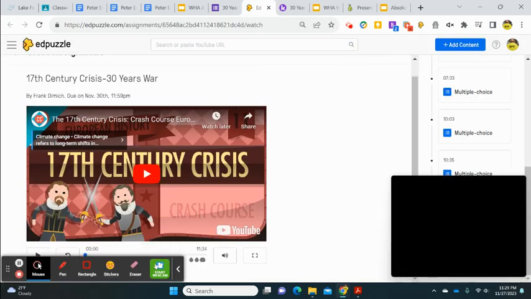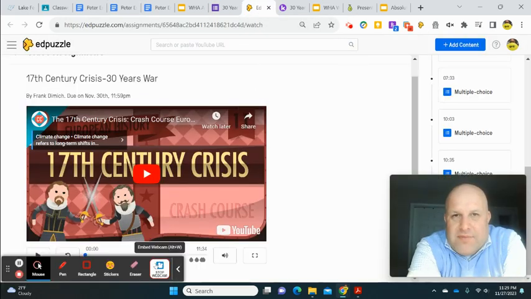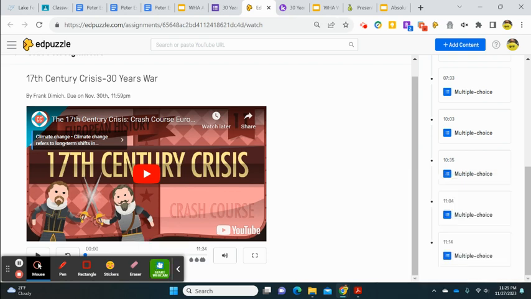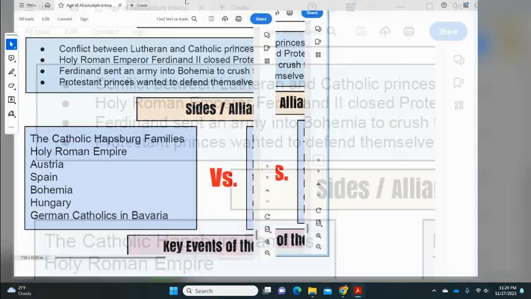This is not a live Edpuzzle. This is an Edpuzzle that is on your own. Yes, it's a John Green one, but it's an Edpuzzle. It's on your own. It's all multiple choice, but it gets the background of the 30 Years' War more than I went into in class on Monday. Remember, in class on Monday, we took a few notes.